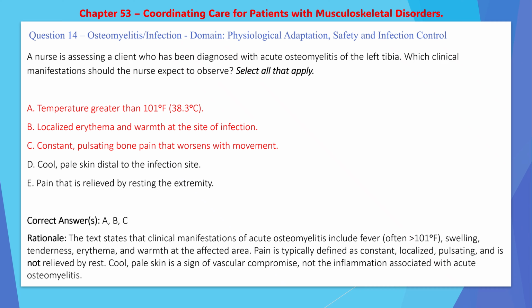The text states that clinical manifestations of acute osteomyelitis include fever, swelling, tenderness, erythema, and warmth at the affected area. Pain is typically described as constant, localized, pulsating, and is not relieved by rest. Cool, pale skin is a sign of vascular compromise, not the inflammation associated with acute osteomyelitis. So here is the nursing management area on osteomyelitis.